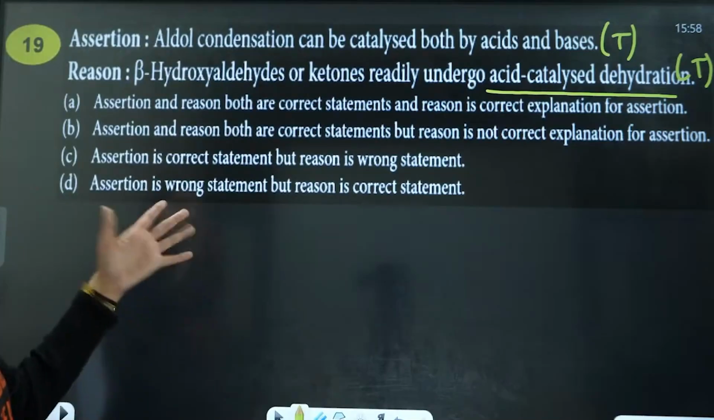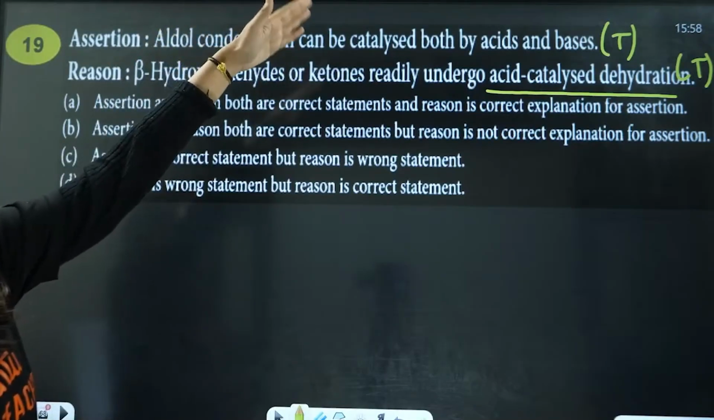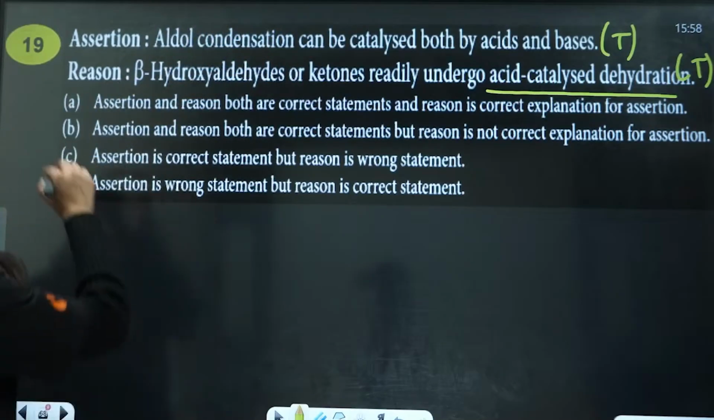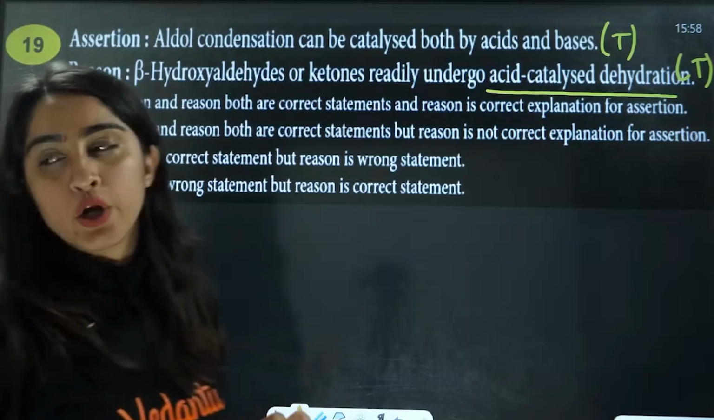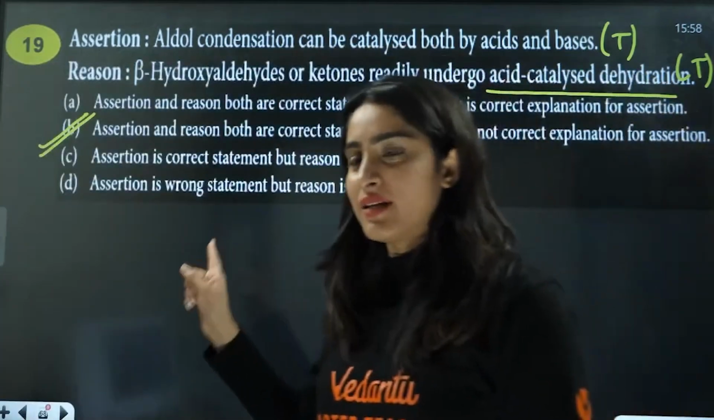Okay, but there is no relation between these two. Why this reacts with both acid and bases is not the correct explanation here, right? So the answer is going to be B here. In most of the cases, the answer is going to be B in these questions.